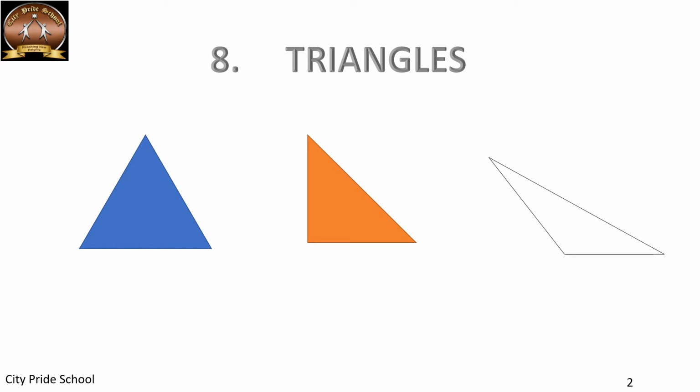In second triangle, it's said to be a right angle triangle. Why? Because one of the angles is of 90 degrees. That's why it is said to be a right angle triangle. And in third diagram, you can see it's an obtuse angle triangle. Why? Because one of the angles is more than 90 degrees, right? So these are some types of triangles.